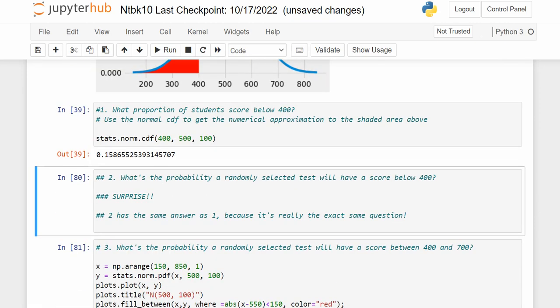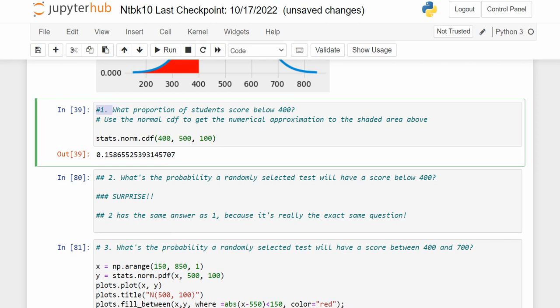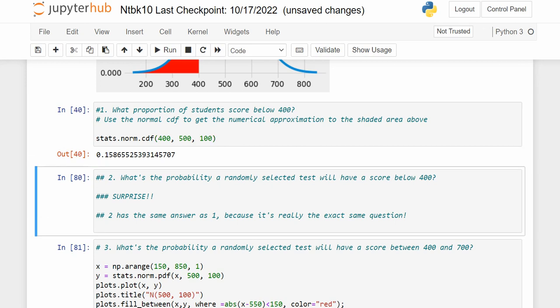Okay, and then what are we doing here? Well, we're seeing what proportion of the students score below 400, and we do the stats norm CDF where we want 400 successes out of 500 trials. No, I'm sorry, we're now using CDF, not PMF. So this is the mean, and this is the standard deviation. What's the probability of getting 400?